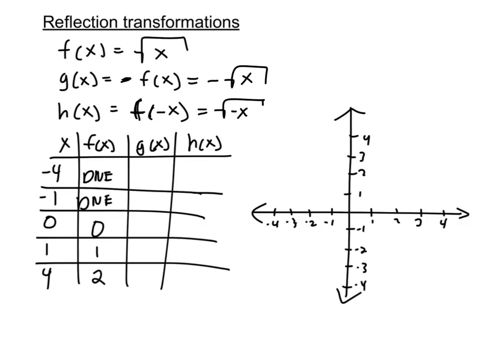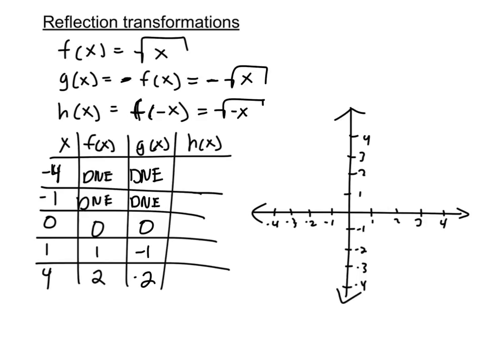Alright, so now let's go ahead and plug in the different values. Let's start with negative 4. For g, negative square root of negative 4 does not exist because you can't take the square root of a negative number. Same thing when you plug in negative 1. Then if you plug in 0, square root of 0 is 0. Then negative square root of 1 is negative 1. Negative square root of 4 is negative 2.